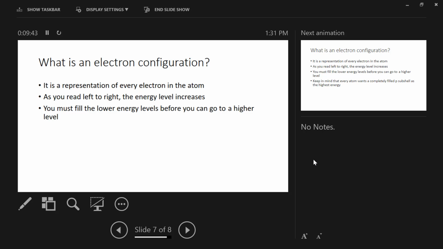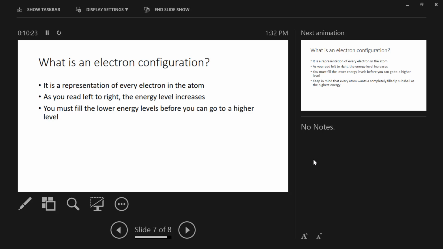You must fill the lower energy levels before you can go to a higher energy level. We just talked about arsenic, using that chart, and we said arsenic has 33 electrons, and that the highest energy electron is in a 4p orbital. If we're going to get that highest energy electron into a 4p, we have to fill every orbital that came before 4p. We've got to fill 1s, 2s, 2p, and 3s, and 3p, and 4s, and 3d, and 4p. We have to fill them all before we can get to those highest energy.